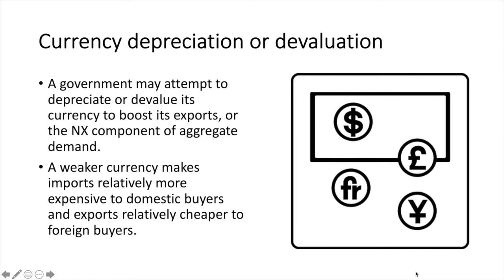A depreciated or devalued currency makes imports relatively more expensive to domestic buyers and exports relatively cheaper to foreign buyers. This could potentially increase the volume of exports while reducing the volume of imports. The difference in the two values is the value of net exports. A rise in net exports could increase the output of domestic firms, resulting in job gains and increased incomes.